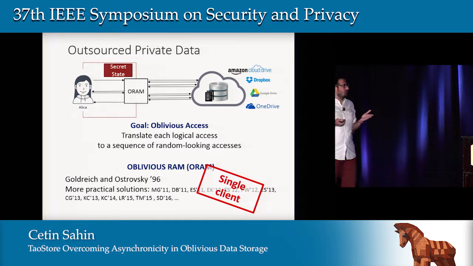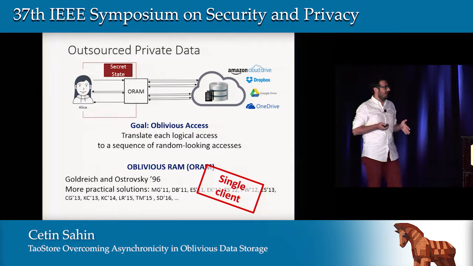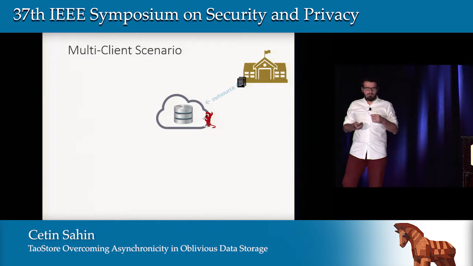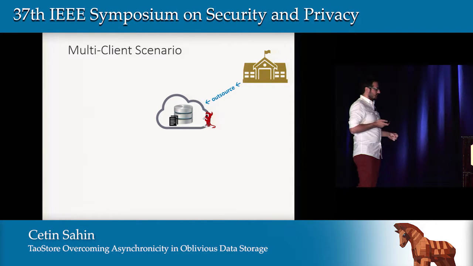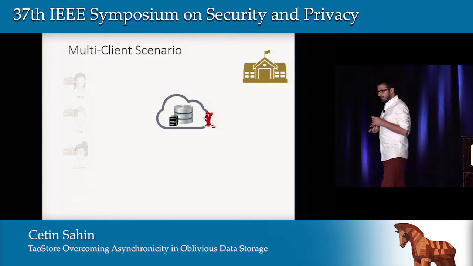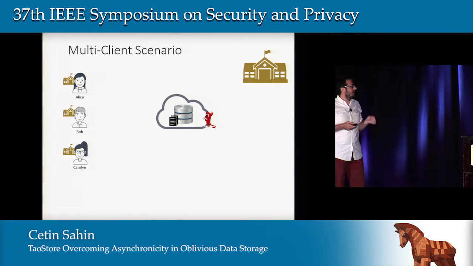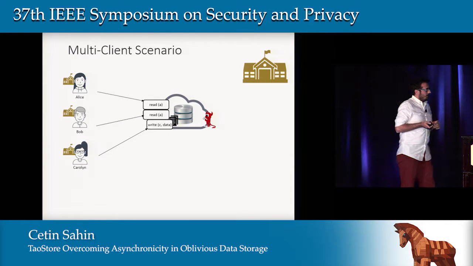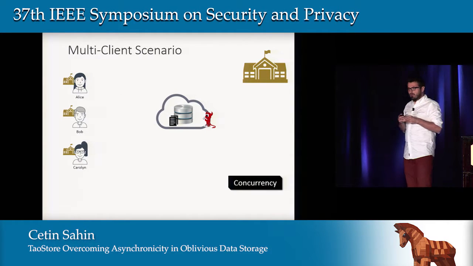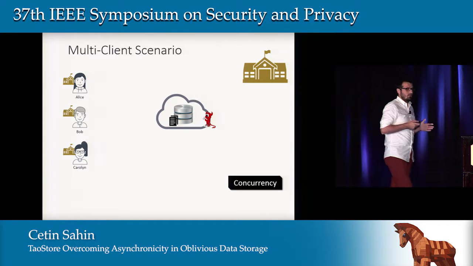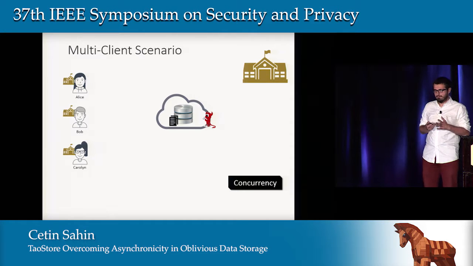That was also one of the questions just before my talk, actually. We consider a different scenario here, where a company outsources its data to the untrusted cloud, and then trusted employees will access this data concurrently. Along with the concurrency, we would like to achieve security and efficiency.